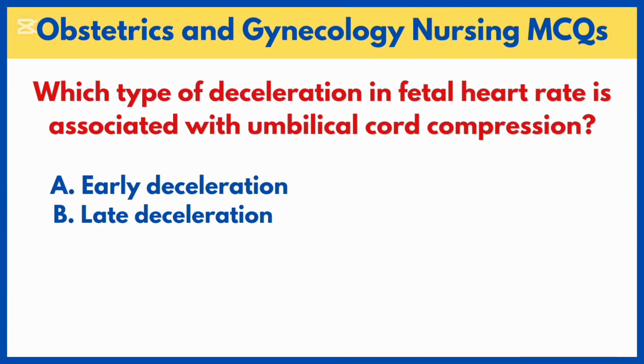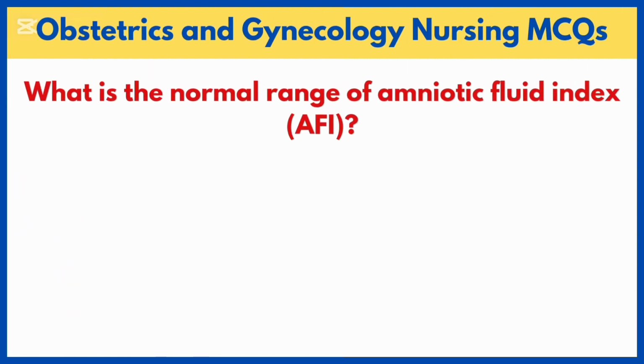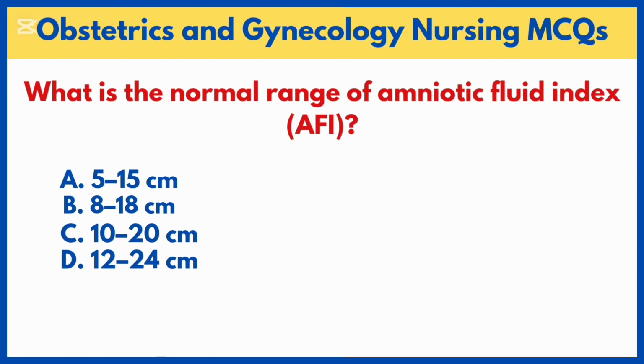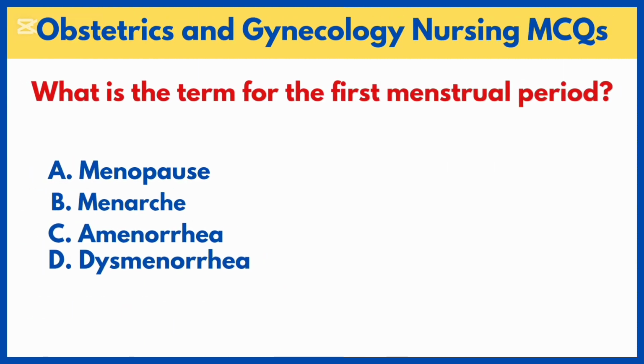Which type of deceleration in fetal heart rate is associated with umbilical cord compression? Correct answer is option C, variable deceleration. What is the normal range of amniotic fluid index? Correct answer is option B, 8 to 18 centimeter. What is the term for the first menstrual period? Correct answer is option B, menarche.